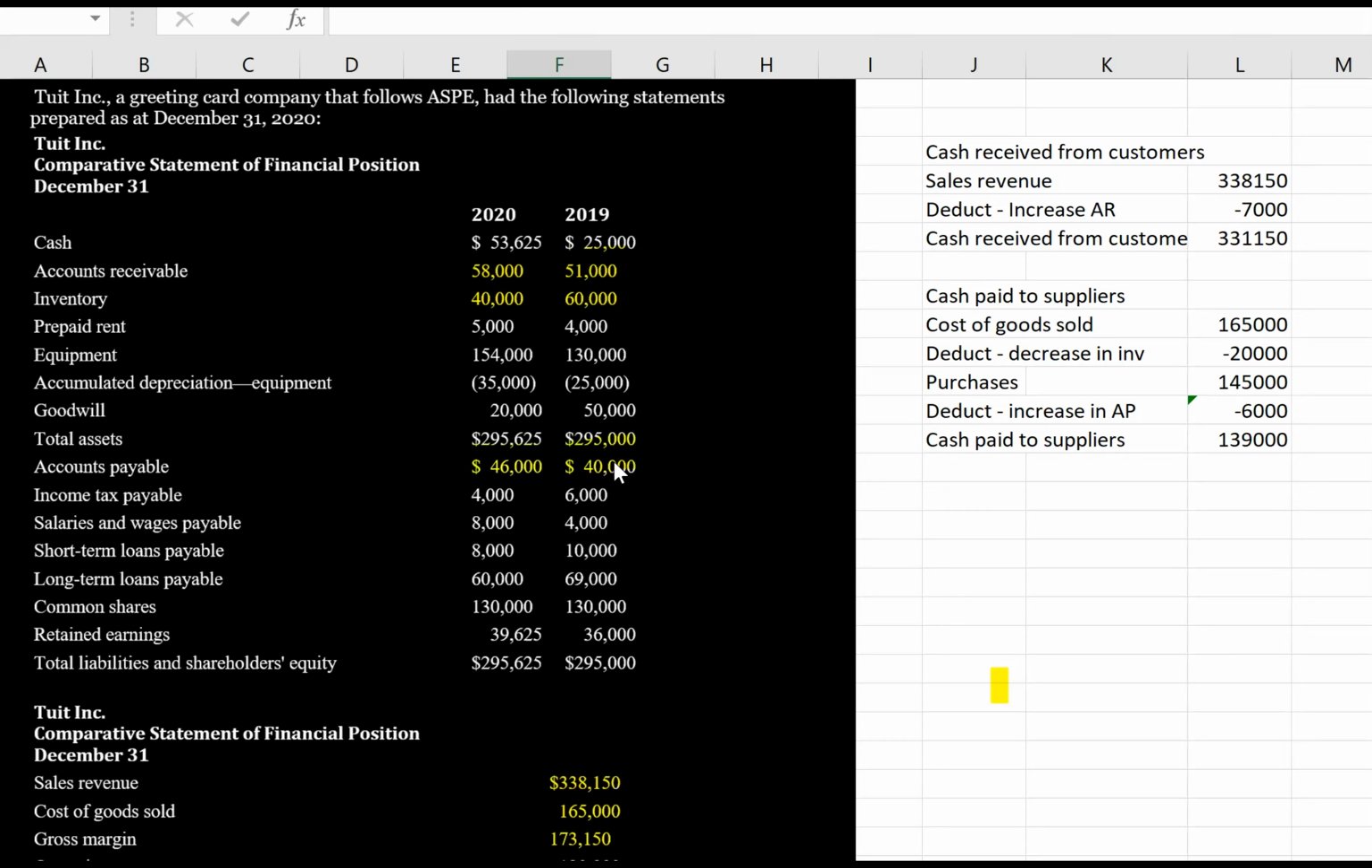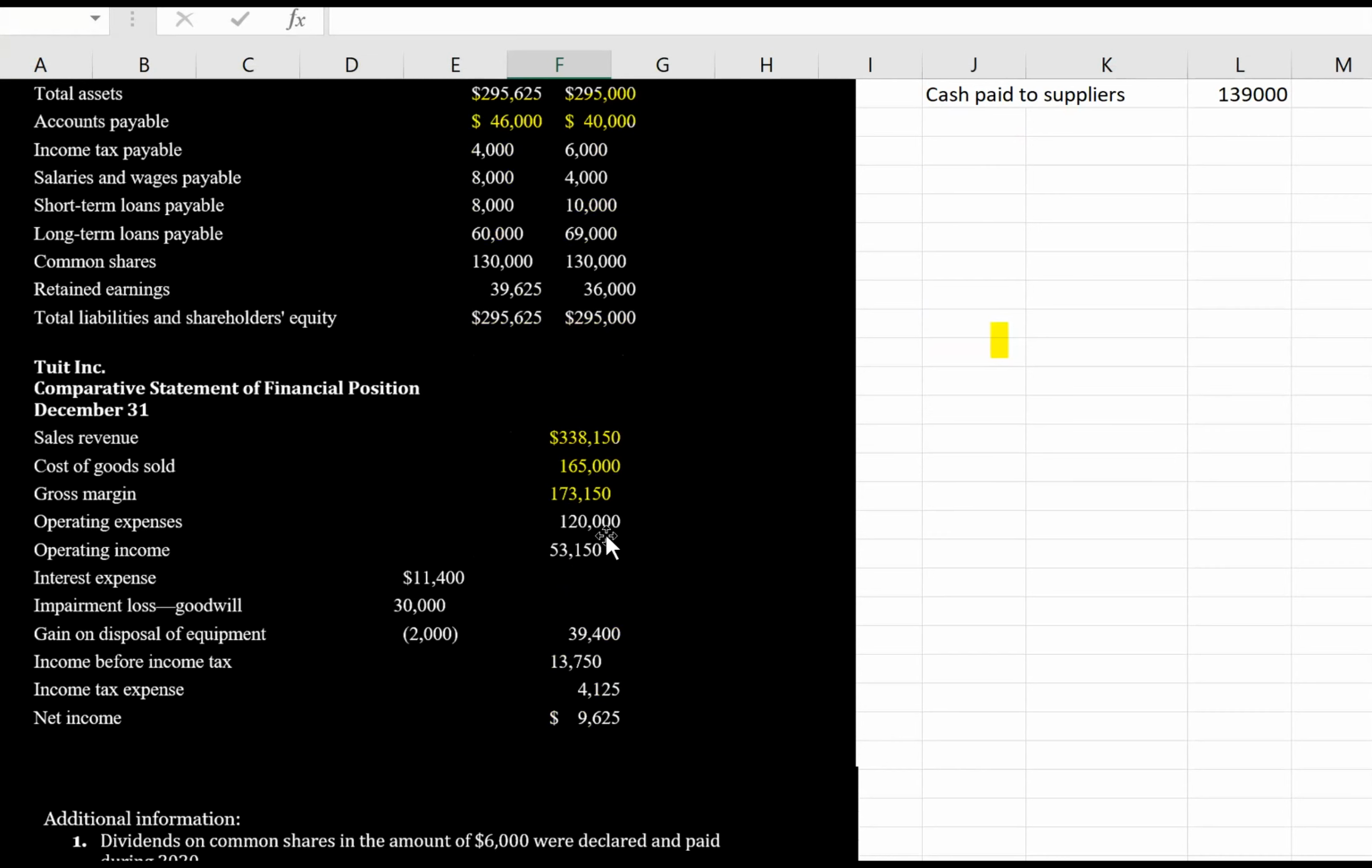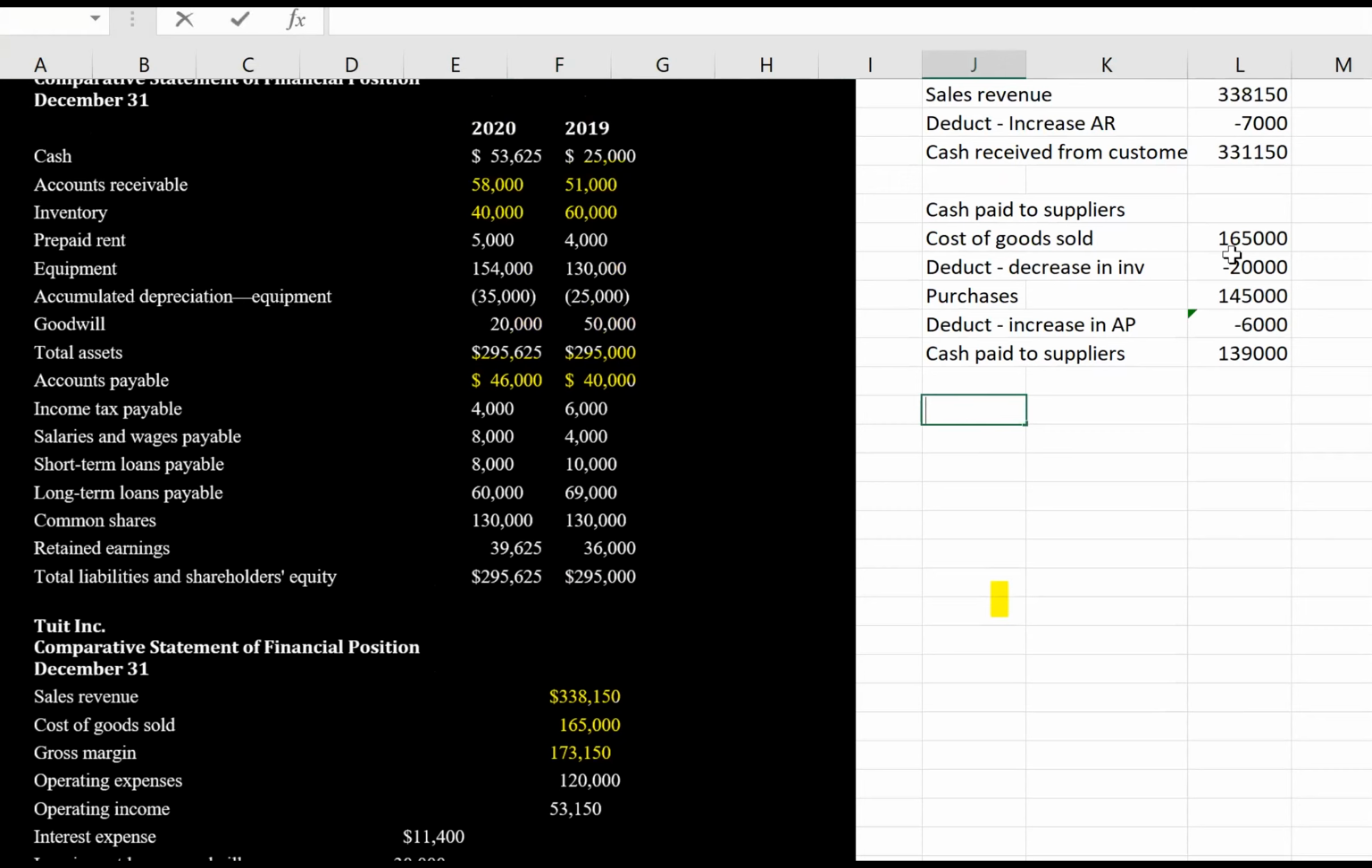Okay, so what other cash outflows do we have? So I can see that there's a cash outflow for operating expenses. We haven't dealt with that yet. So let's take a look down here. So we haven't actually dealt with operating expenses. So that's another cash outflow. So let's do cash paid for operating expenses. So let's start with operating expenses. And the operating expenses here are 120,000 on our income statement. So we're going to start with 120.